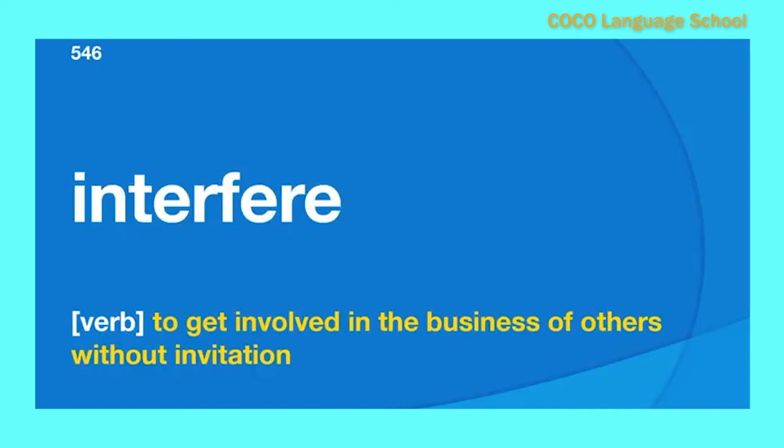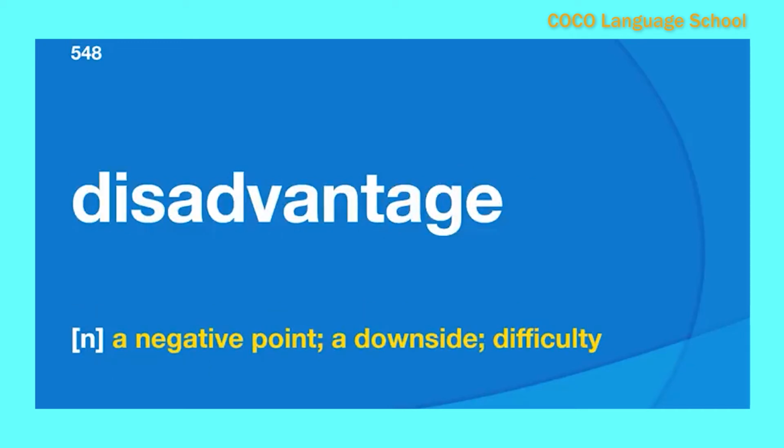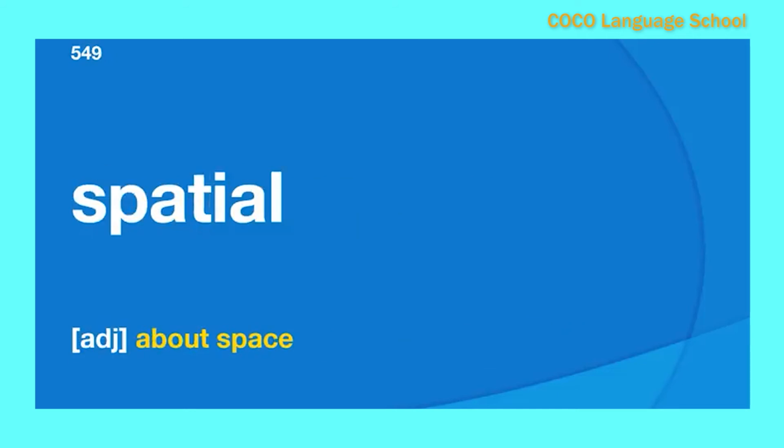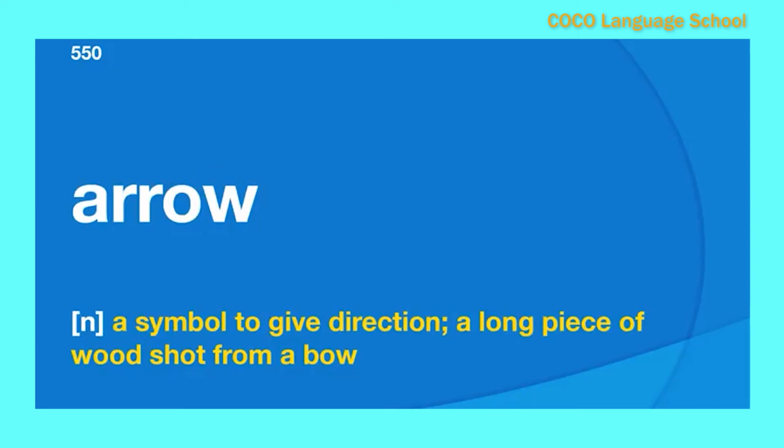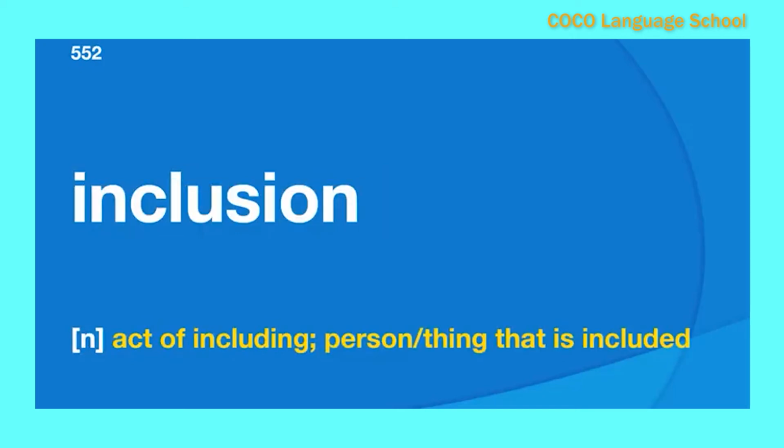To get involved in the business of others without invitation. Interfere. A complete change in shape or form of something. Transformation. A negative point, a downside, difficulty. Disadvantage. About space. Spatial. A symbol to give direction, a long piece of wood shot from a bow. Arrow. Flat or level. Horizontal. Active, including person or thing that is included. Inclusion.